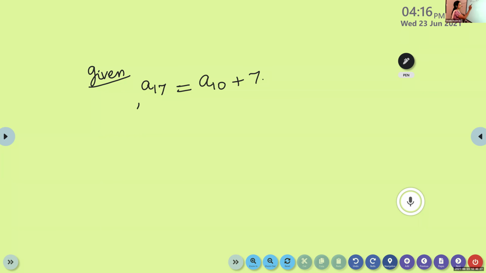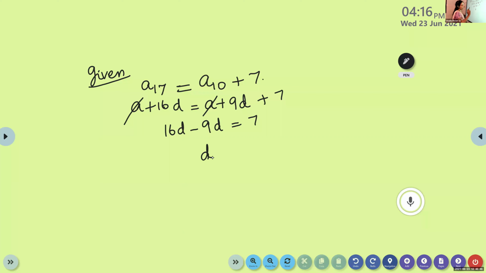What is A17? A plus 16D is equal to A plus 9D plus 7. On both sides we can cancel A. Now bring the terms to one side. 16D minus 9D is equal to 7. So what will D be? What is the value of D?